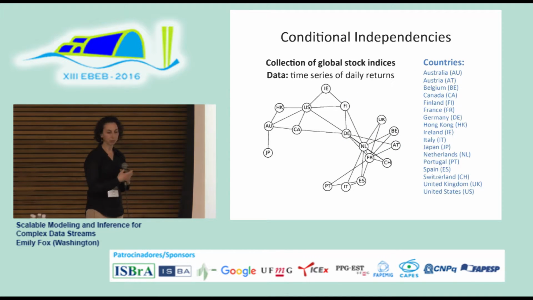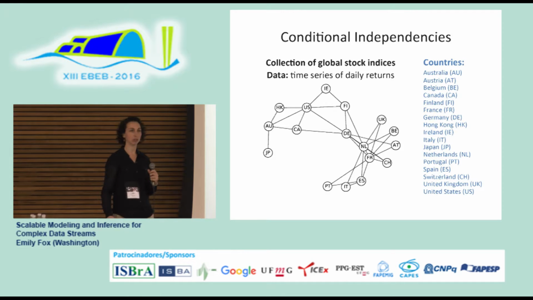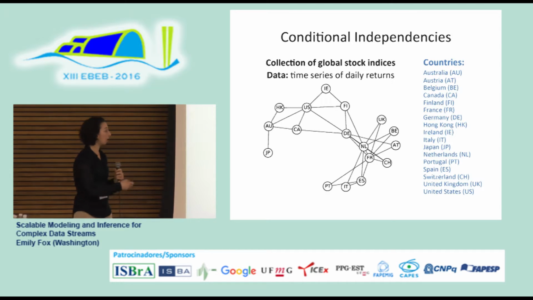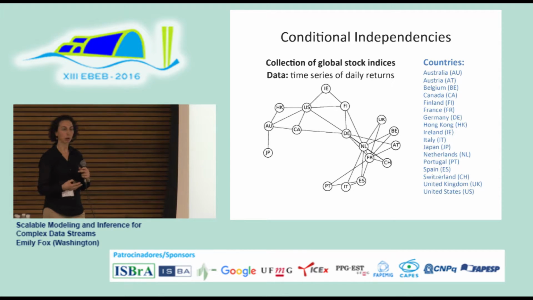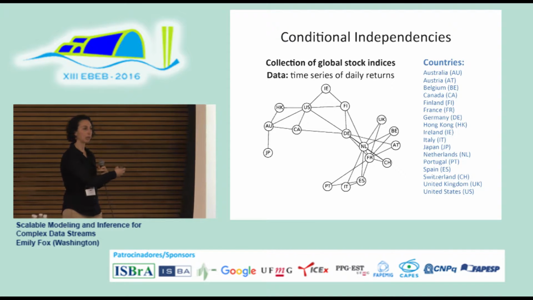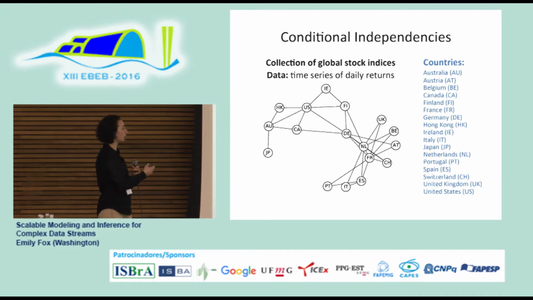So one can think about using this, for example, if we have a collection of global stock indices and our observations from each of these are the daily returns over time. And if we infer a graphical model from this data, what we're aiming to do in this part of the talk is to say that this is encoding statements of conditional independence between these entire processes from these different countries.